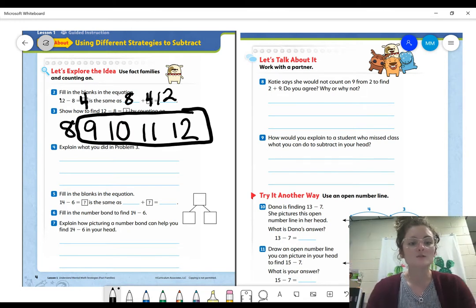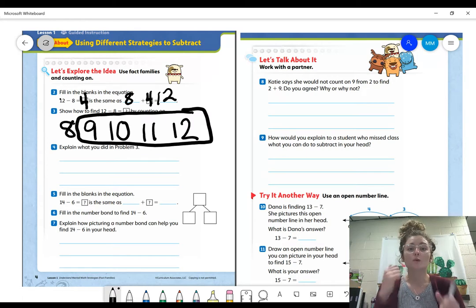And so it wants us to explain what we did in problem 3. So we use the adding sentence, right? That's how we use that fact family. So I started at 8 and I counted on till I got to my whole. For the next one, it says fill in the blanks in the equation. It says 14 minus 6 equals blank is the same as part plus part equals whole.